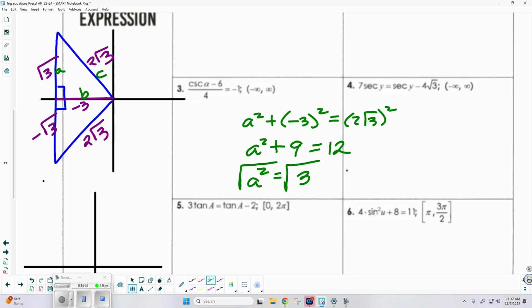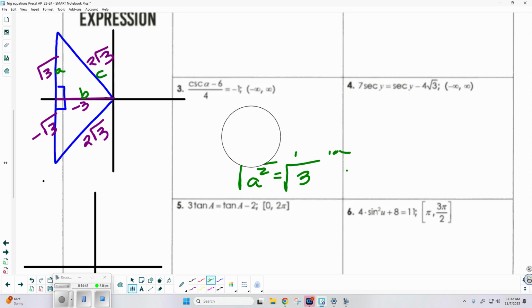Okay. So these are 30, 60, 90s. Okay. These reference angles here, they'd have to be 30 because the square root of 3 is smaller than 3. Remember, the smallest angle has to be across from the shortest leg, shortest side. All right, so any questions about how I labeled my triangles? Okay, how do I get my answers?